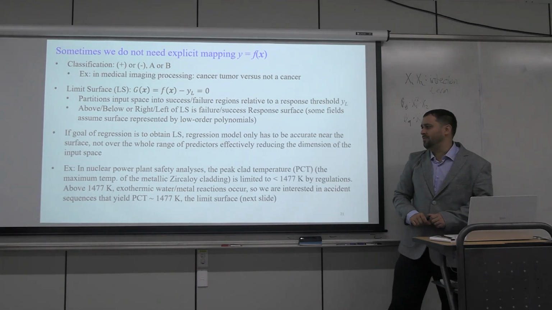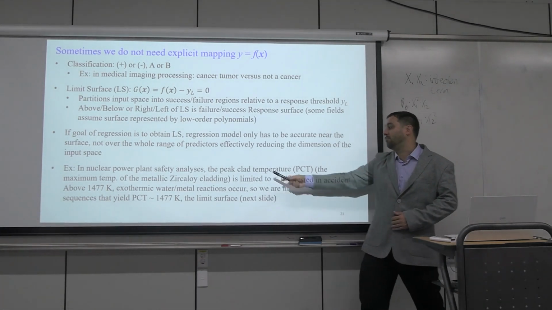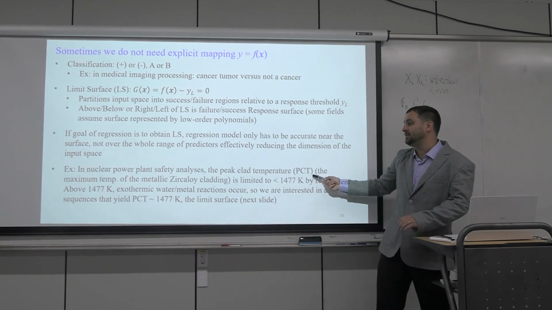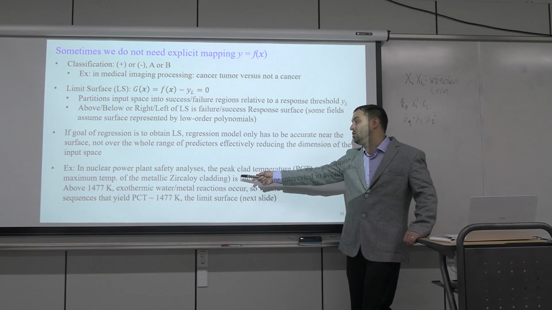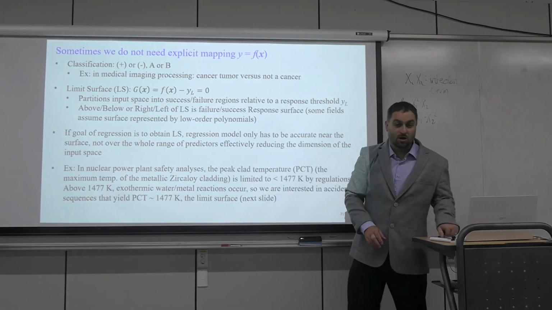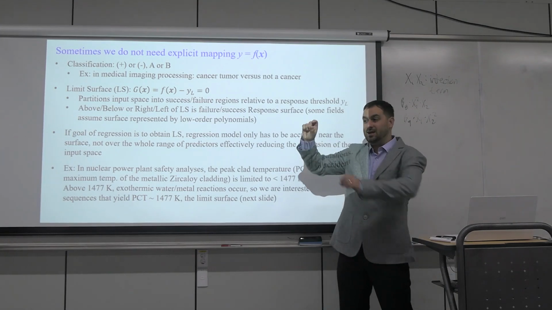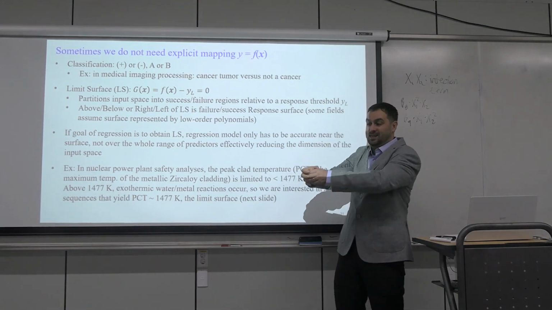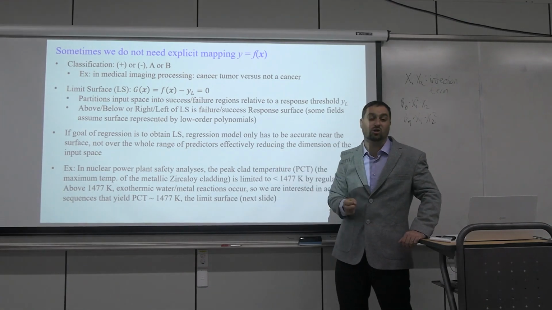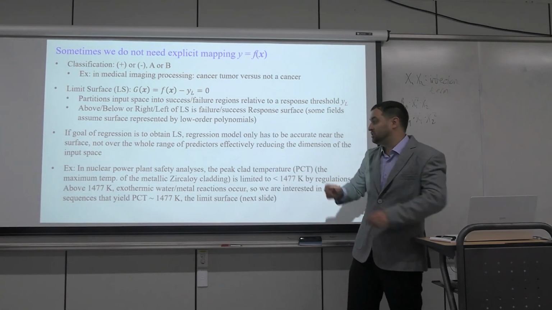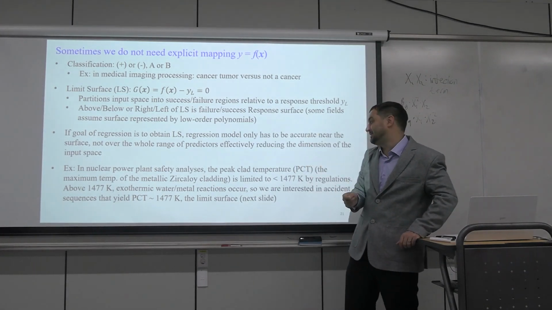And so, for example, in nuclear power plant safety analysis, we have a parameter called peak clad temperature, or PCT. This is the maximum temperature of the metallic zircaloy cladding. In the nuclear reactor, we normally have little uranium oxide fuel pellets, but they are stacked up in a thin cylindrical rod. The most common type is a metal called zircaloy, a zirconium alloy. And so the fuel rod is this zirconium alloy with the fuel pellets inside.